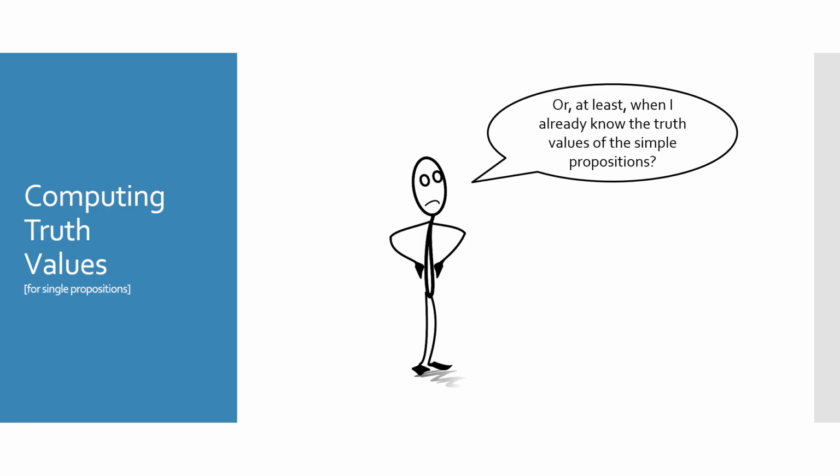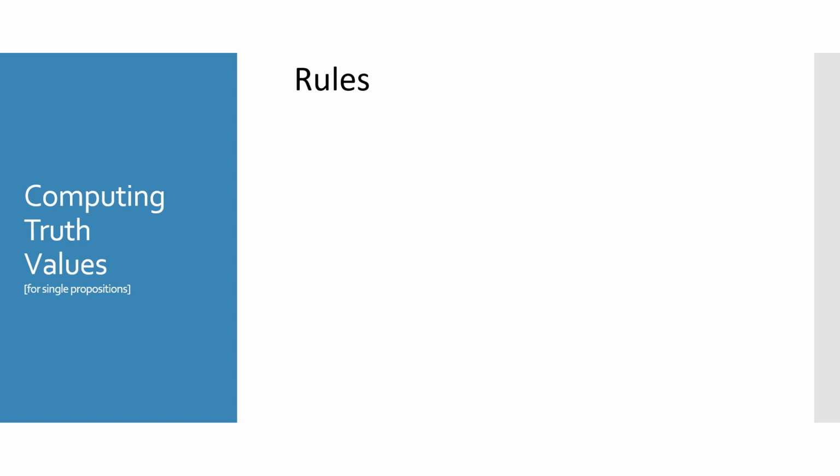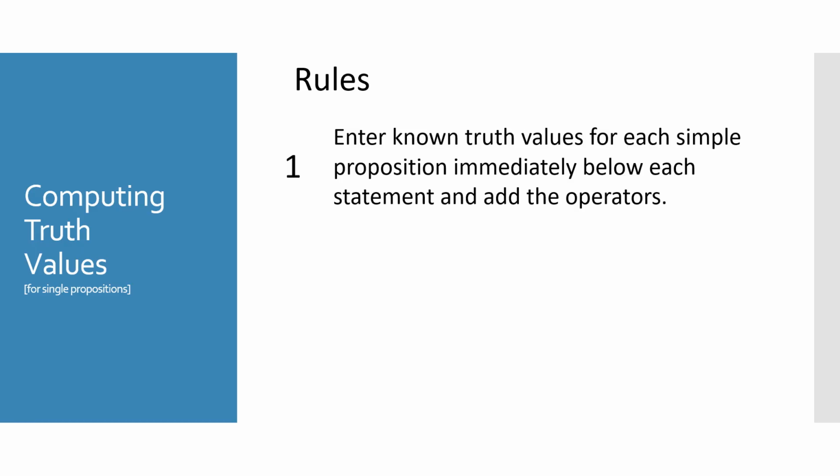And so the process here is actually fairly straightforward. The rules for this are fairly straightforward, but it presumes you already have the proposition written out in symbolic form. Once you have it there, then you simply walk through these following steps. So the first step is to enter the known truth values for every simple proposition in the complex statement immediately below each statement, and then fill in around it with all of your operators in parentheses and brackets.